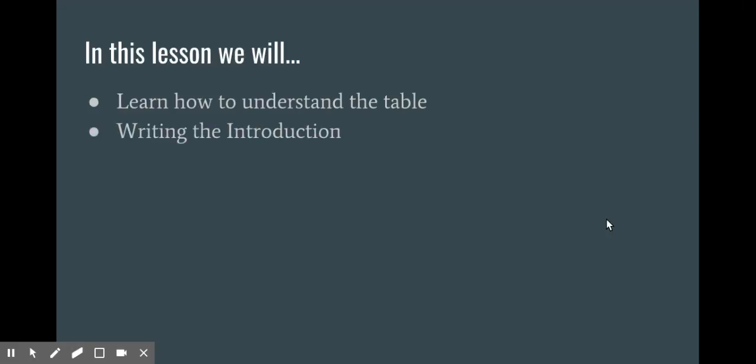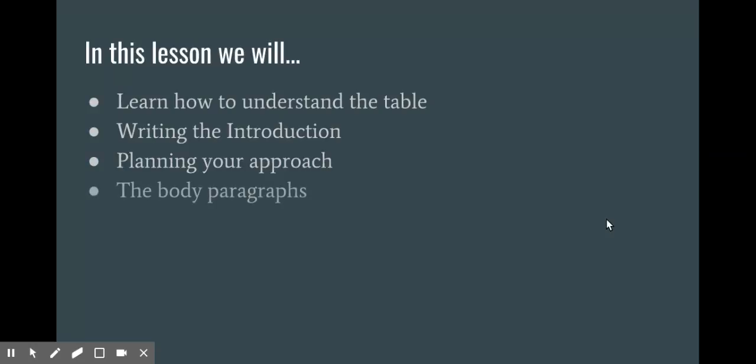Today, in this lesson, as promised, we are going to actually write a report for the writing task 1 graph or question, if you will. So in this lesson, we are going to learn how to understand the table or the graph. We're going to write the introduction. We're going to plan your approach. We're going to go over the body paragraphs. We're going to make some observations, and then we will do the conclusion.